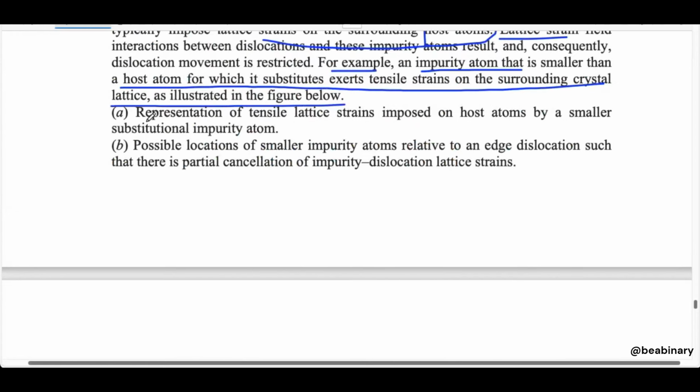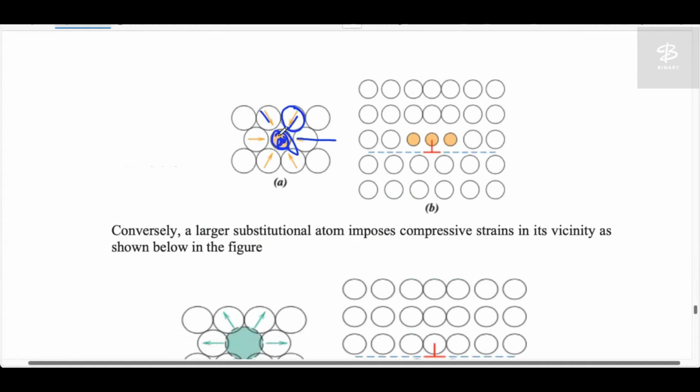And what is the reason behind this? The reason is that this is the representation of the tensile lattice strains imposed on the host atoms by the smaller substitutional impurities. On this particular atom they are compressive, but if we talk about the parent atoms, they are all in tensile. So they are in tensile themselves, but this particular foreign atom is basically attracting them, so they have a compressive nature.